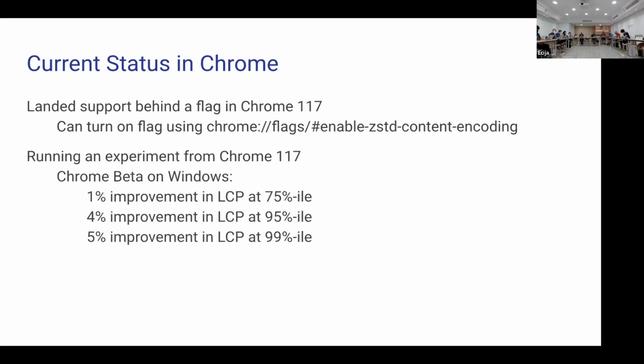On Windows, we're seeing a 1% improvement in LCP at the 75th percentile. This is an apples to apples comparison for Zstandard supported page loads instead of global LCP. And similarly, there's a 4% improvement at the 95th percentile and 5% at the 99th percentile. Also keep in mind that the beta channel is not representative of all users, and the results may change in the stable channel.